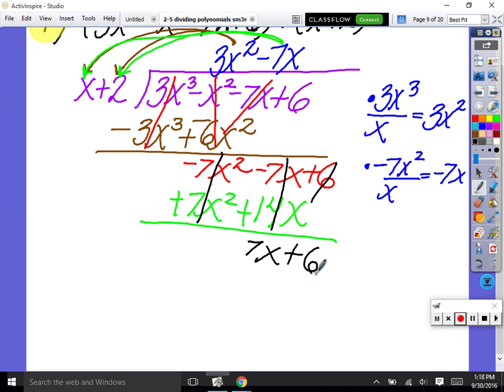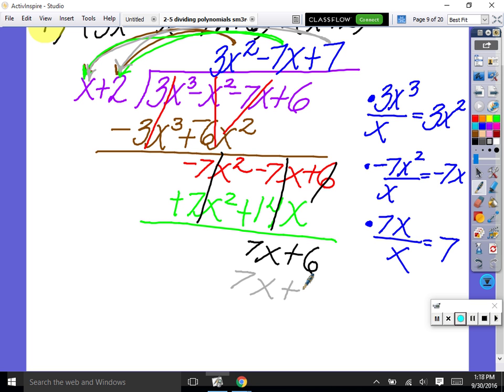Now we're back to the first step. We go off to the side, do our bullet just to show our work. So we're doing 7x divided by x, which is 7. That's positive 7. So we have plus 7. Now we're going to multiply that 7 back down through. Positive 7 times x is 7x.